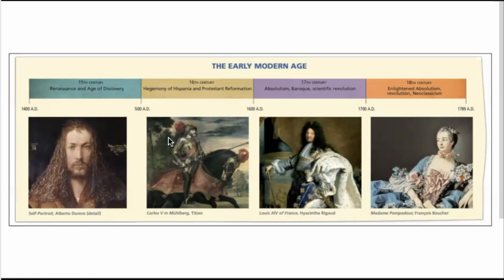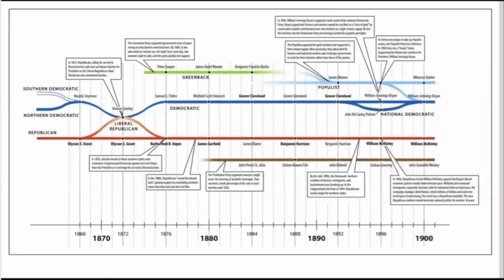This is political history focused on political parties in the US, from the end of the Civil War, basically, through the 19th century. So basically the second half of the 1800s.